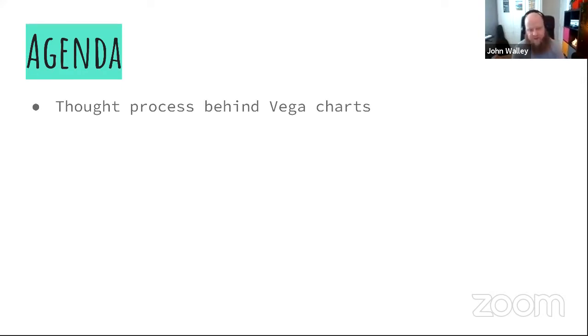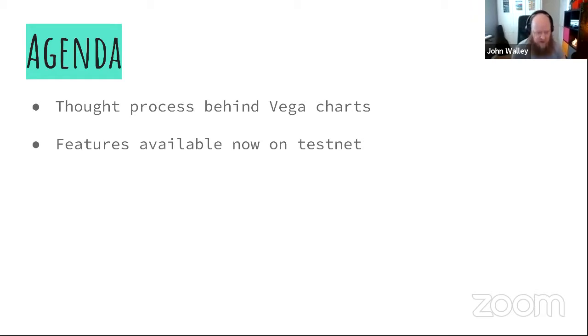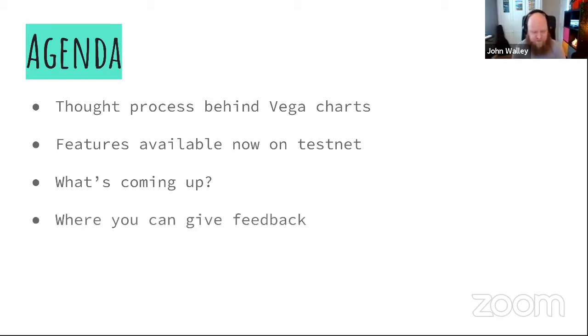Okay, so just to reiterate what we're going to be looking at, I'll talk briefly about the thought process behind the charts in Vega, and then we'll take a look at what's available right now on Testnet before taking a look at, I think this is probably the more exciting thing, what's coming up, because we're at a point in the development where we're able to roll out new features almost on a daily basis. So there's quite a lot of stuff just about to be released, and there's stuff a little bit further down the pipeline coming, which I think would be interesting to quite a few of you. And then we'll touch briefly on where and how you can give feedback.